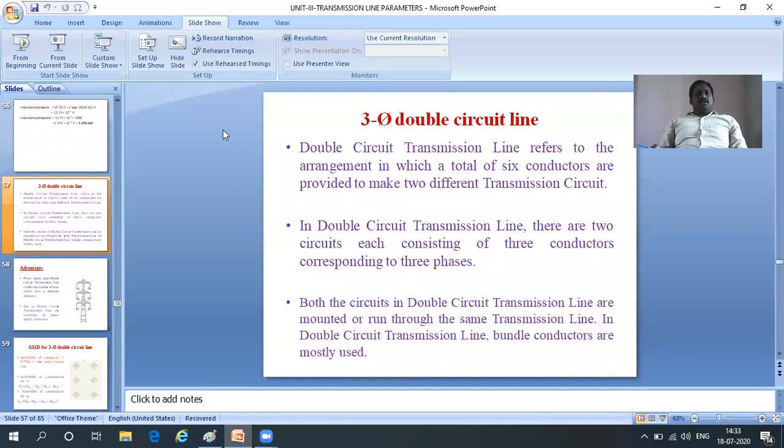Today our concept is double circuit line. In the last class we discussed the inductance of a three-phase transmission line with a single circuit. Now we are going to discuss the double circuit line of a three-phase transmission line. What is meant by a double circuit line? Double circuit line means each phase has two circuits.